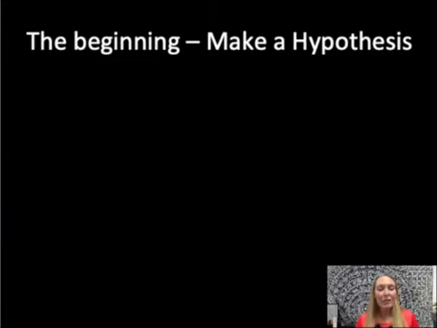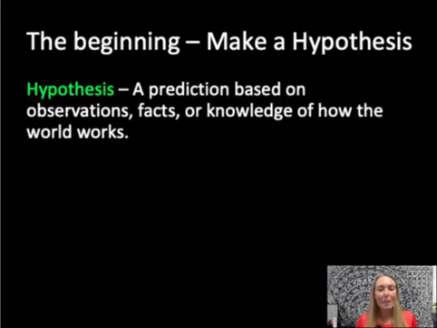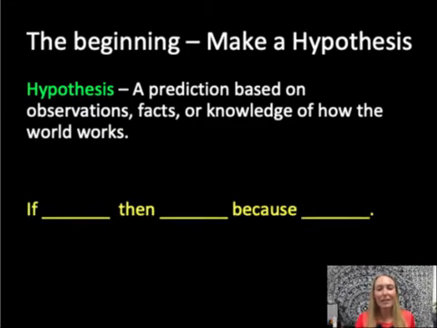Before beginning a controlled experiment, it's useful to have a hypothesis. A hypothesis is a prediction based on observations, facts, or knowledge of how the world works. You will learn a lot more about how to write a hypothesis another time, but for now, let's just keep it basic. Essentially, it's an educated guess about how the experiment will turn out and why. A good hypothesis usually includes the three words, if, then, because.